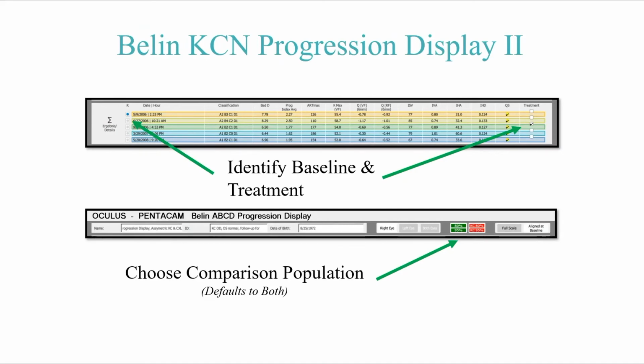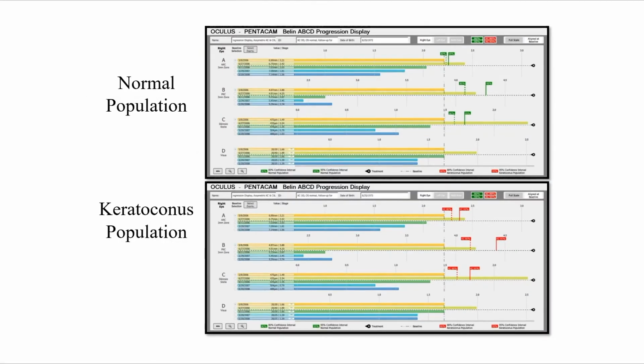First, the machine will default to the first exam as baseline, but you can pick any exam as baseline. Again, it defaults to the oldest or the first exam. If you do a treatment, and for this we usually mean cross-linking, you check off a box here when the treatment was done. You can choose to show only the normal population database or the keratoconic. It defaults to show both. And here is an example, the same patient. Here we checked off only showing the normal population, and here's the keratoconic population. Again, it defaults to show both.